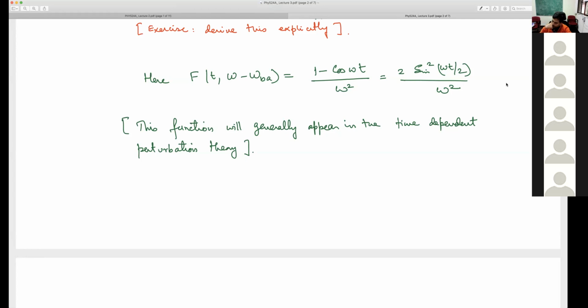Yes or no? Yes, that is when ω goes to 0. Okay. And what happens when ω goes to infinity?